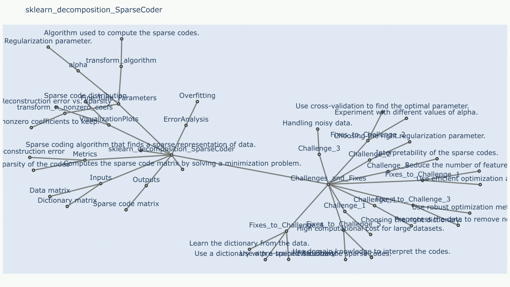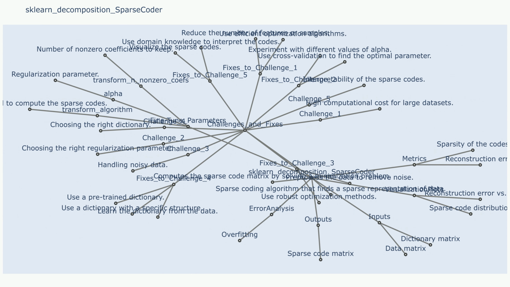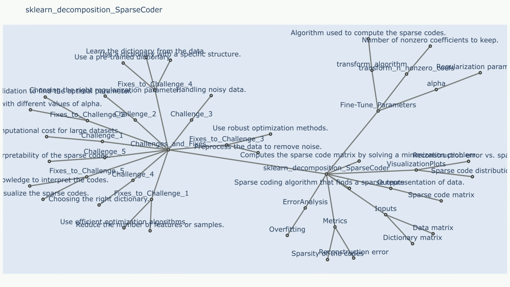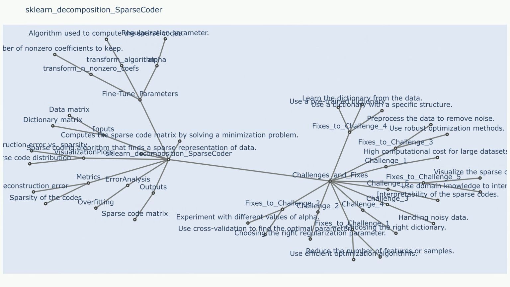Challenge 2, computational complexity. Sample use case that resulted in challenge 2. Solving the OMP problem for large datasets with many features can be computationally expensive. Fixes to challenge 2. Approximate OMP. Use faster, approximate versions of the OMP algorithm, like the randomized K-SVD algorithm. Feature selection. Reduce the number of features by selecting the most relevant ones using feature selection techniques.